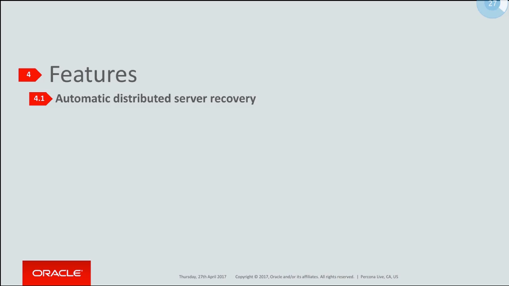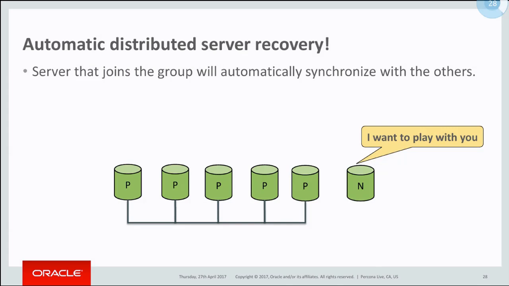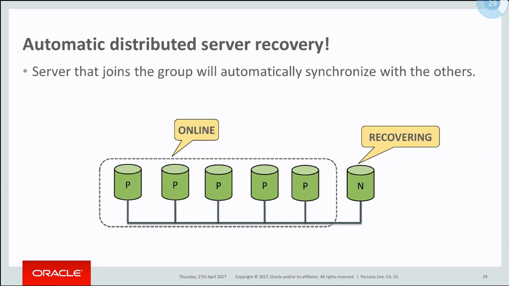And now I'll do a small walk through the features. The first one is automatic distributed server recovery. So when you create the group, everything is going okay, but you want to add another server to the group. The system itself knows how to handle that. When the member joins and contacts the group, it goes to the recovering state, and while it's in that state, it is fetching the missing data that the group has and the new server doesn't. While it's doing that, it does not allow writes on it.